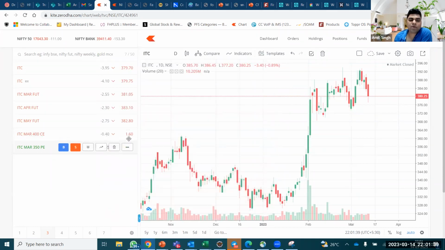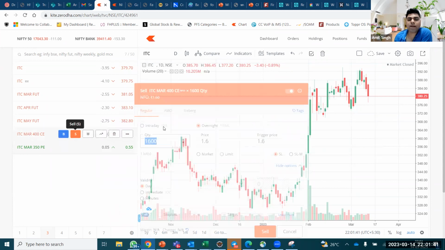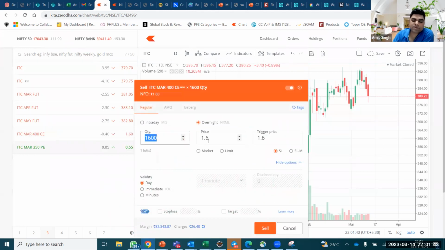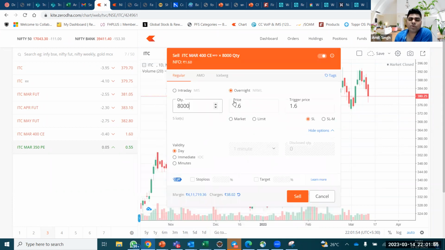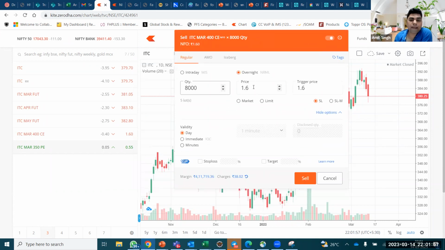But then what will happen? 1.6 into this I can pocket and I can go for more lots. For example, I can go for 8,000. So 8,000 multiplied by 16 will be how much? Around 12,000, 13,000 rupees. So if I do this, I will sell this option, not buy, because this option will become zero if ITC does not reach 400 rupees by end of March. Okay, by end of March, if ITC does not reach 400, this option will become zero.